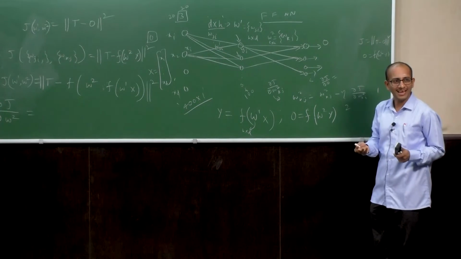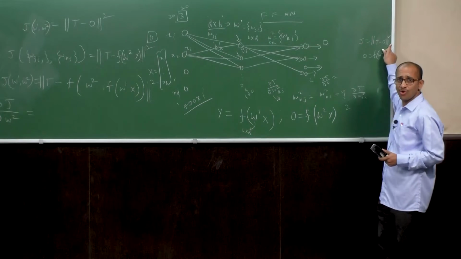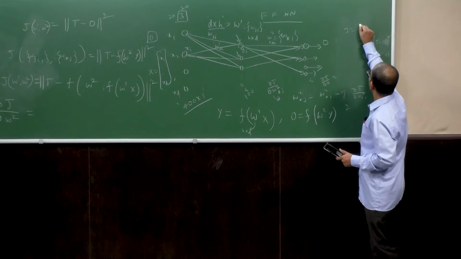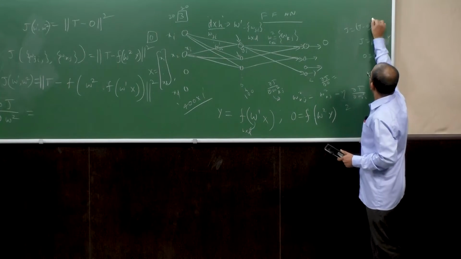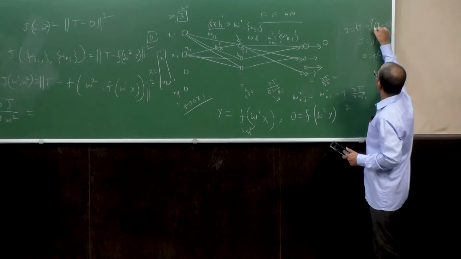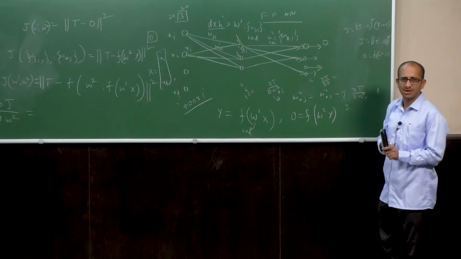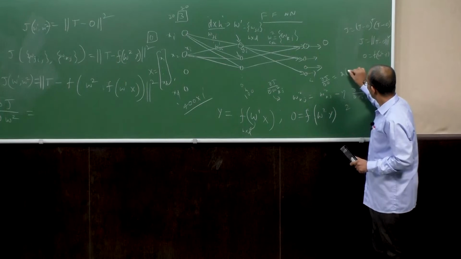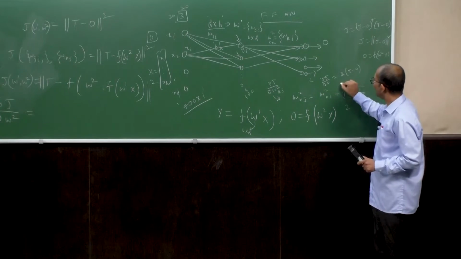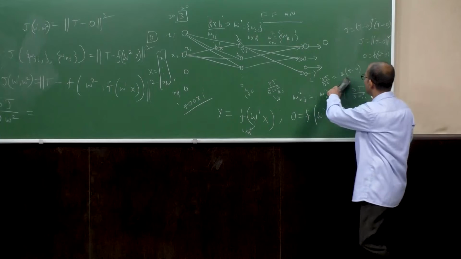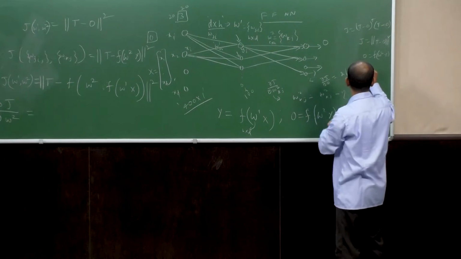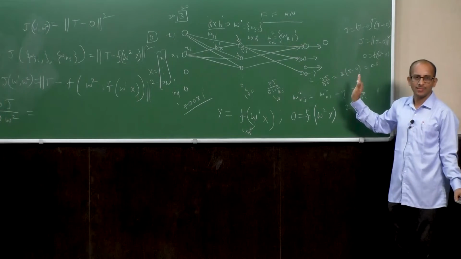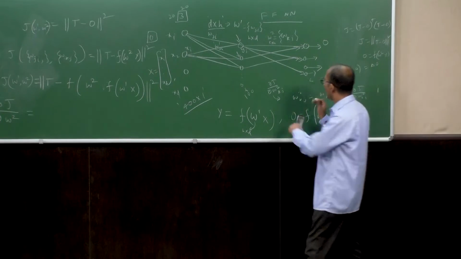Anybody who knows can quickly tell? If I have J equal to norm of T minus O, what is ∂J/∂O? J I can also write as (T minus O) transpose into (T minus O), and then if I differentiate this x transpose x with respect to x, what do I get? 2 into (T minus O), very good. This I write as delta O, that is fine. I assume you can understand this.